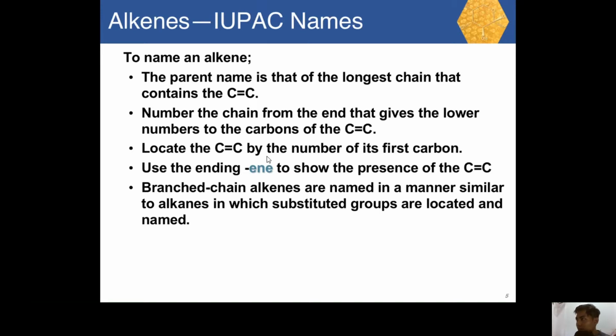Then, locate your C double bond C by the number of its first carbon. Then, use the ending -ene to indicate the presence of C double bond C. Kasi kapag -ane, yan ay puro single bond. Kapag -ene, yan ay may C double bond C. Okay? Then, if you have branch chain alkenes, you name them in accordance to how we named our alkanes. So let's have some examples.